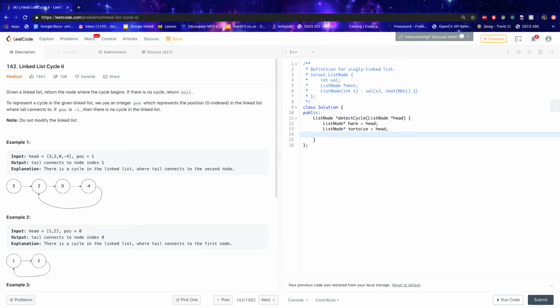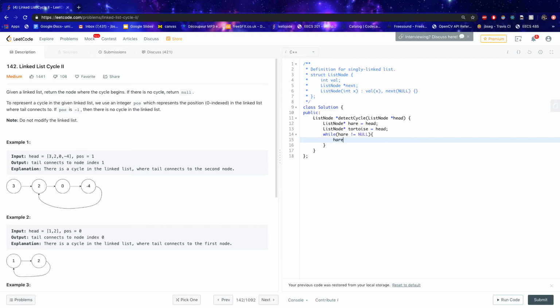Then what we want to do, so it's not guaranteed that there's a cycle. So while hare does not equal null, I guess. I forget how you write this, is it like that? While hare does not equal null, so if it does equal null, then yeah, then we have to just return null. There's no pointer.